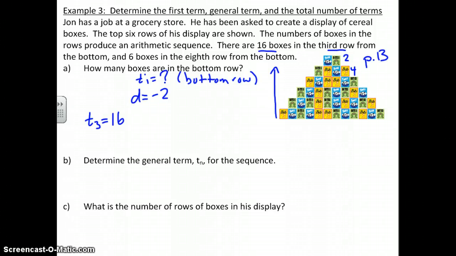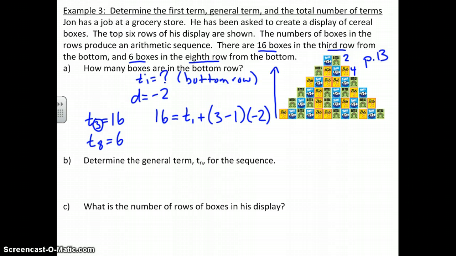Okay. We also know that there's 6 boxes in the 8th row. So T8 is 6. So let's look at what this information gives us. If T3 is 16, we could write a formula of 16 equals T1, which we don't know, plus N for that one. N here is that number there. It's 3 minus 1 times negative 2.